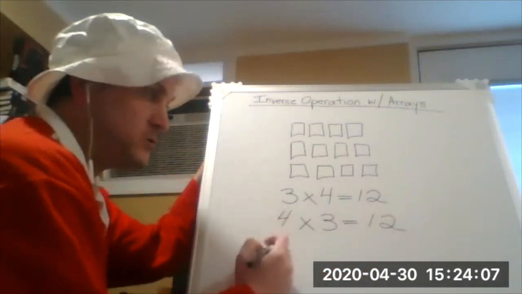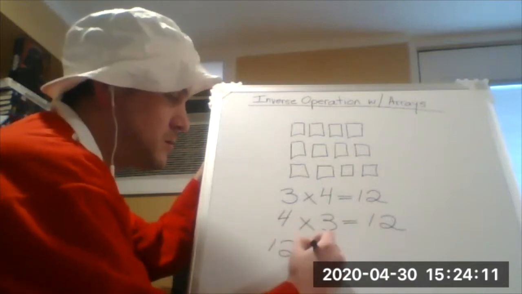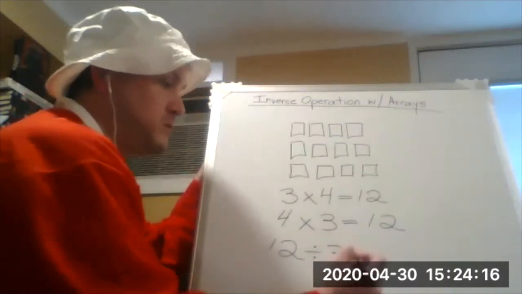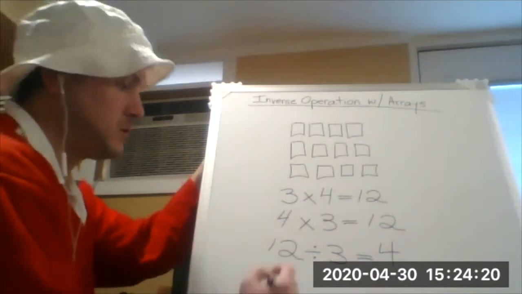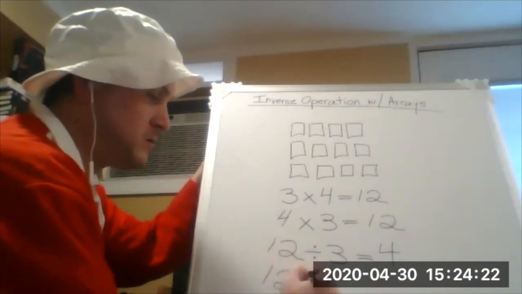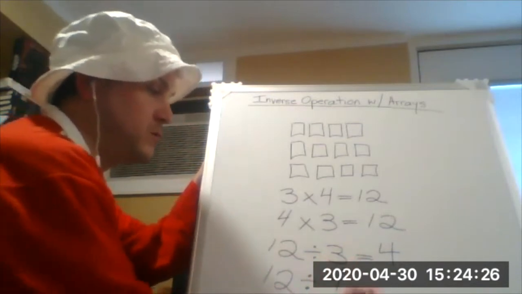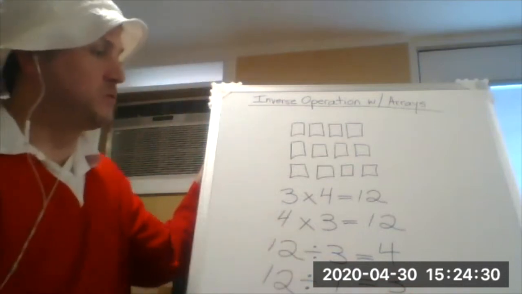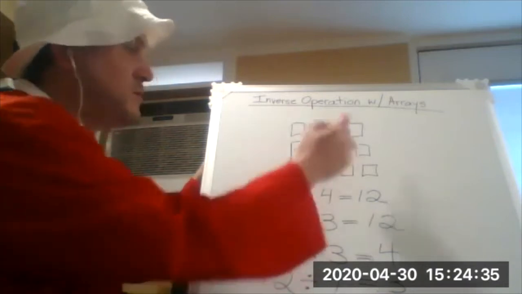Now we write our 2 division equations. 12 altogether divided by 3 rows gives me 4 in a row. 12 altogether divided by 4 in a row gives me 3 rows. That's how we make our 4 equations from an array.